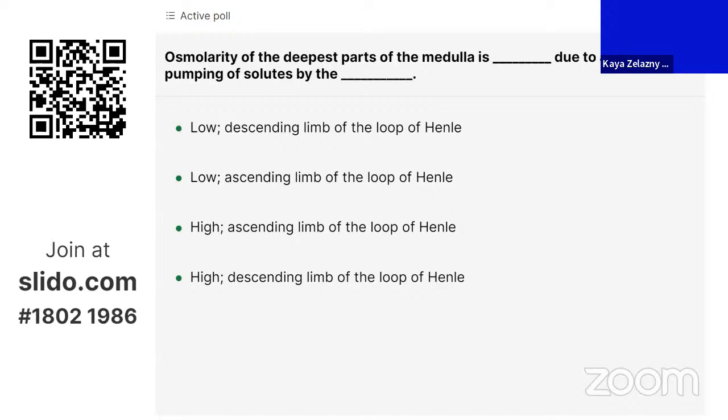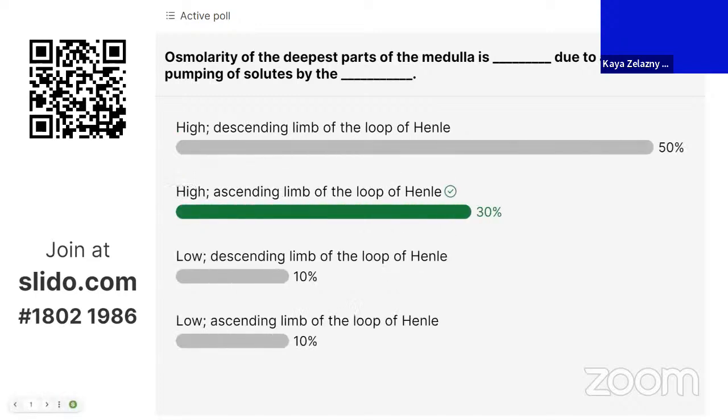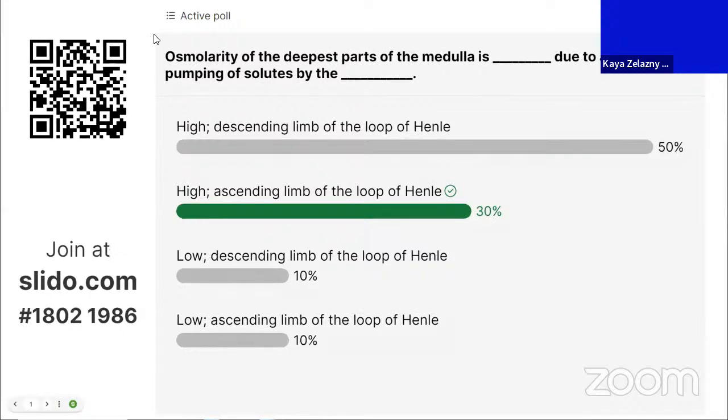Let me take a few more seconds here. See some answers coming in slowly. Don't want to rush you, but we do want to talk things through. Okay, let's take a look. Okay, so let's go over this then.